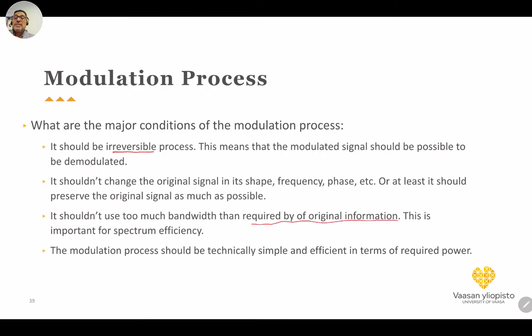As I said, the spectrum is rare and very important. We need to preserve the spectrum, so we always need to use the minimum possible spectrum. Of course, there are some cases where we use more spectrum than needed because we want to get other benefits. For example, to mitigate some channel problems like fading or inter-symbol interference, or to make it possible to send many signals over each other, so we have reason to use extended bandwidth.